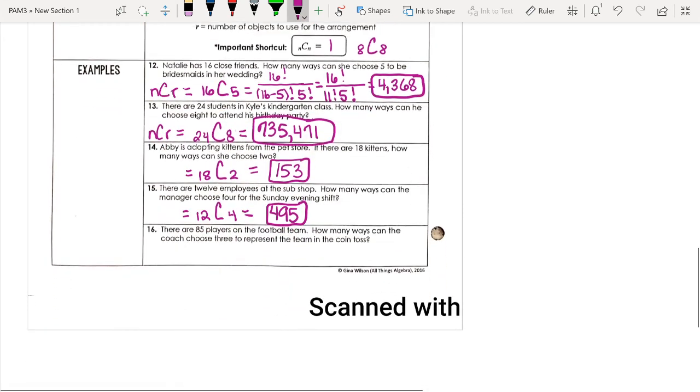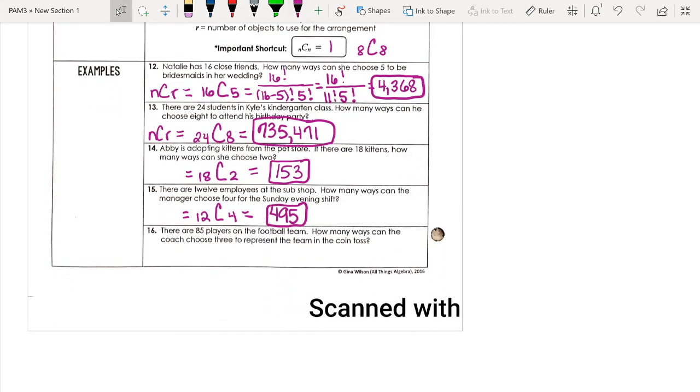All right, last one. There are 85 players on a football team. How many ways can the coach choose 3 to represent the team in a coin toss? It doesn't matter if I choose them first, second, or third. They're going to be out there representing the team. So we have 85 players to choose from, and we want a combination of 3 of them. I put 85, second, NCR, 3 equals, and there are a lot of ways to choose this: 98,770 ways to choose 3 people to represent you.